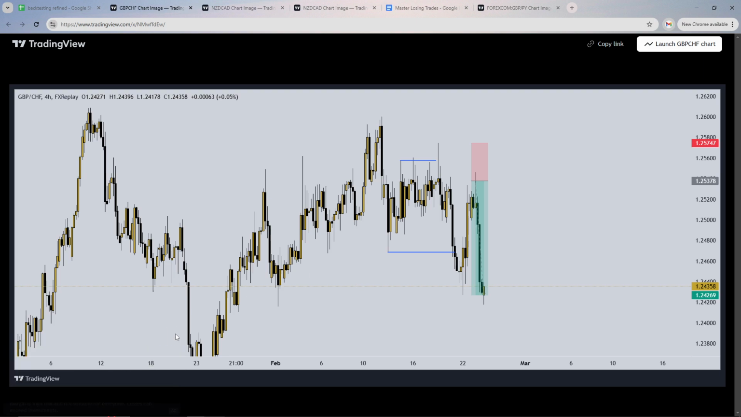This one's pretty solid, pretty clear to me. Very impulsive wick liquidity sweep, break of structure down, strong break, huge fair value gap. This is a great trade in my opinion.